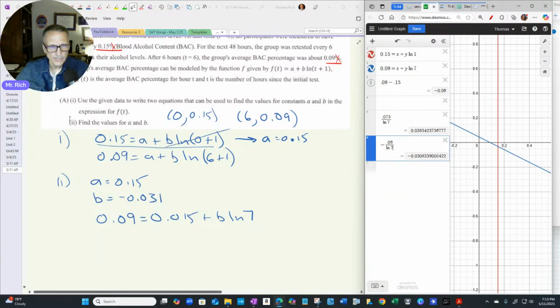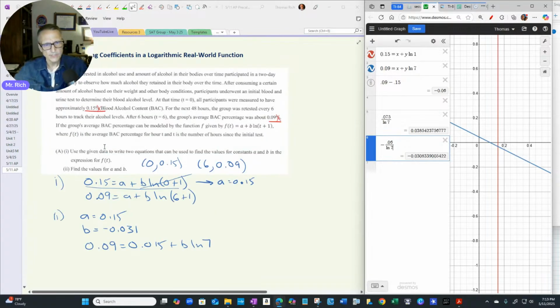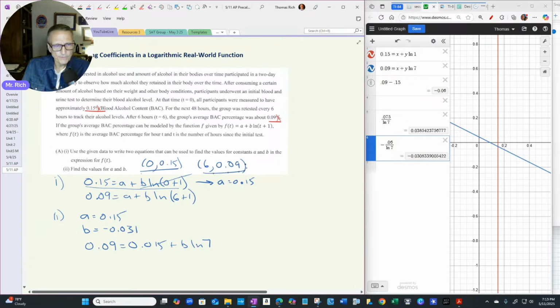Now, here's a mistake I think that was made last year on this test, is that some students interpreted this to mean to use regression to find out these values for A and B. They did not want you to do that. They wanted you to actually use either a graphical method that I just did or an algebraic method by substituting the two ordered pairs that they gave you.